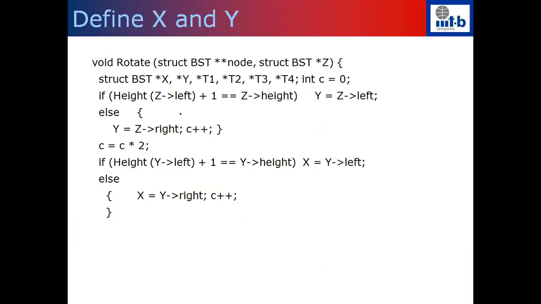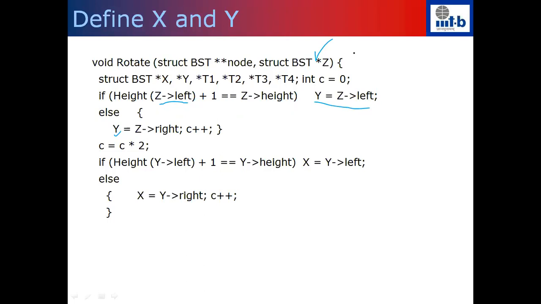So we'll just write the code for it. You're given the node Z, and we are trying to rotate with respect to Z. So we want to define what Y is. I go to the left child of Z and check the height of this. If the height of this plus 1 is equal to the height of Z, then we can set Y equal to Z left. If this condition is false, then the height of Z is decided by the height of the right child, so I will write Y is equal to Z right.